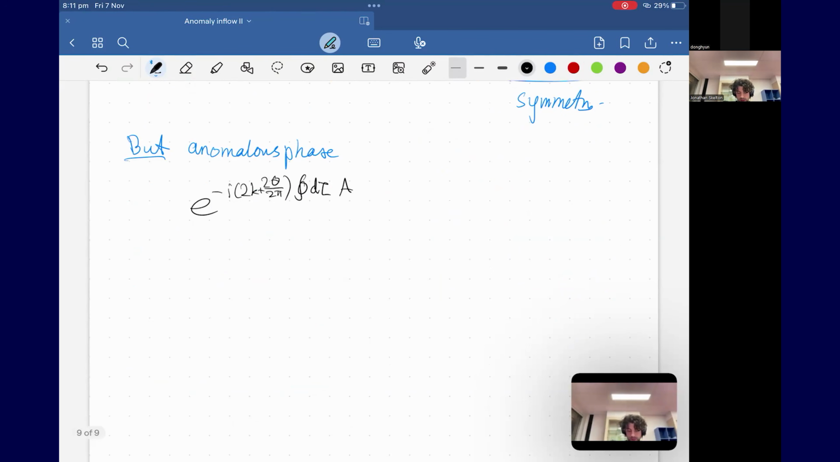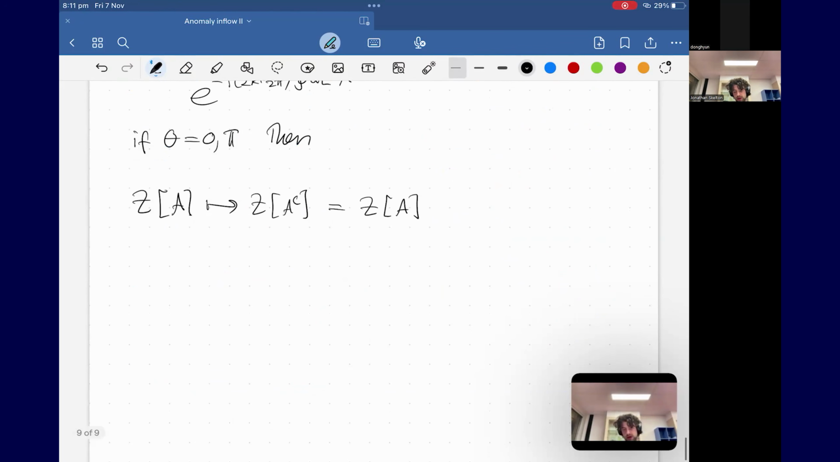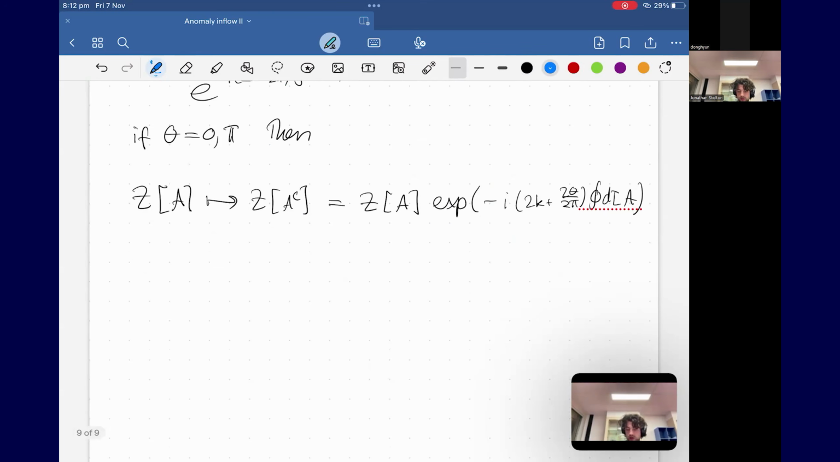So if theta equals 0 or pi, then ZA will transform as ZA', which will be the original ZA times the exponential of minus i(2k plus 2 theta on 2 pi) by this term here. Okay. So this is, as I said, the anomaly term. So we have two different cases we want to consider.